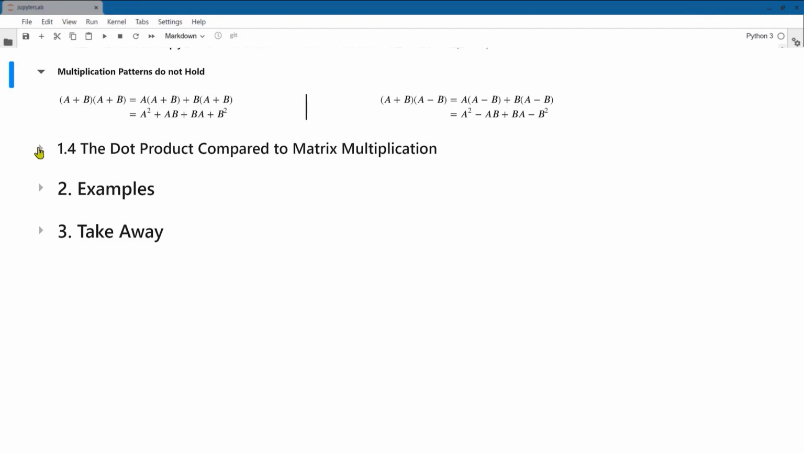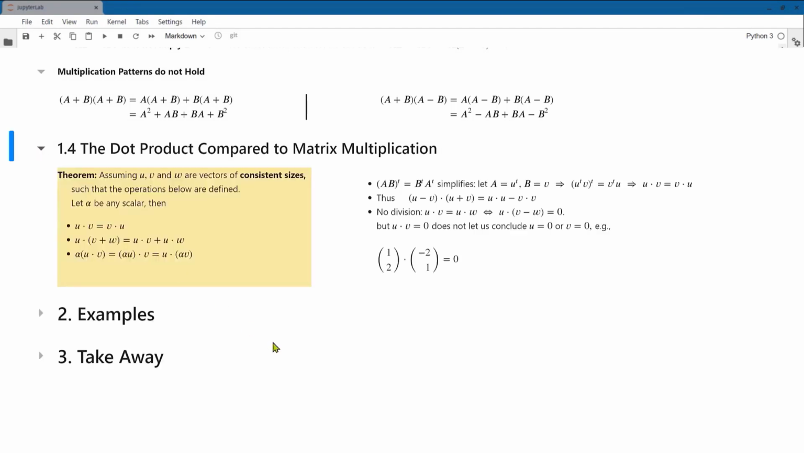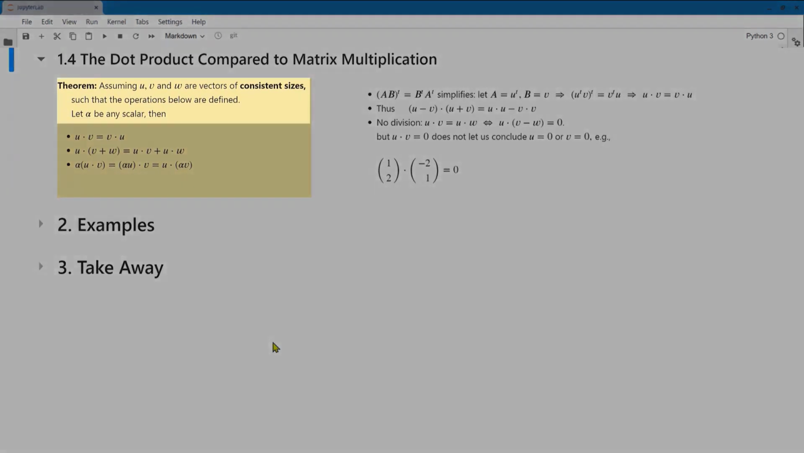If we look at the dot product compared to matrix multiplication, the dot product is just a special case. So if we assume U, V, and W are vectors of consistent sizes, we have U dot V is equal to V dot U. The dot product is commutative. We can interchange the order of U and V. Similarly, the dot product distributes over addition, and scalar multiplication distributes over the dot product. So the algebra is much closer to the algebra of scalar equations.